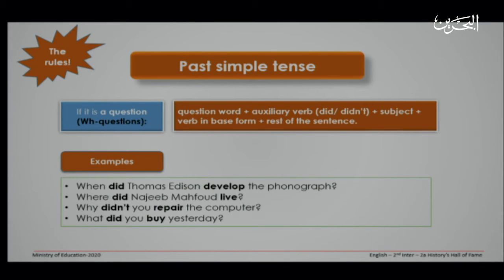In the case of WH questions, we have the question word plus the auxiliary verb, whether did or didn't, plus the subject, plus verb in base form, and then we have the rest of the sentence. Examples for WH questions in the past form are: when did Thomas Edison develop the phonograph? Where did Najib Mahfouz live? Why didn't you repair the computer? What did you buy yesterday?